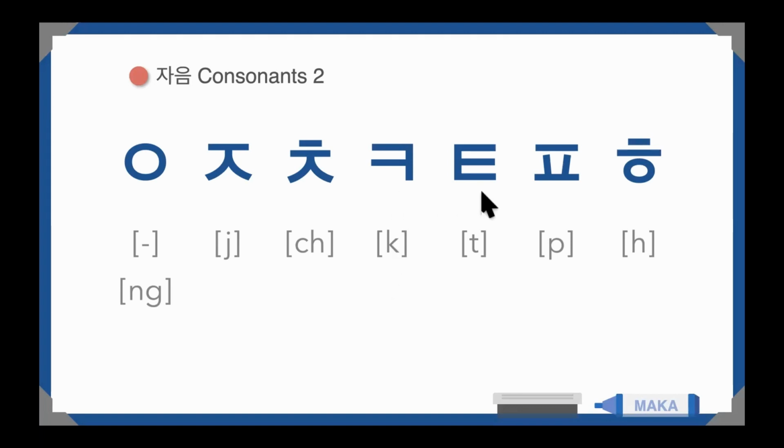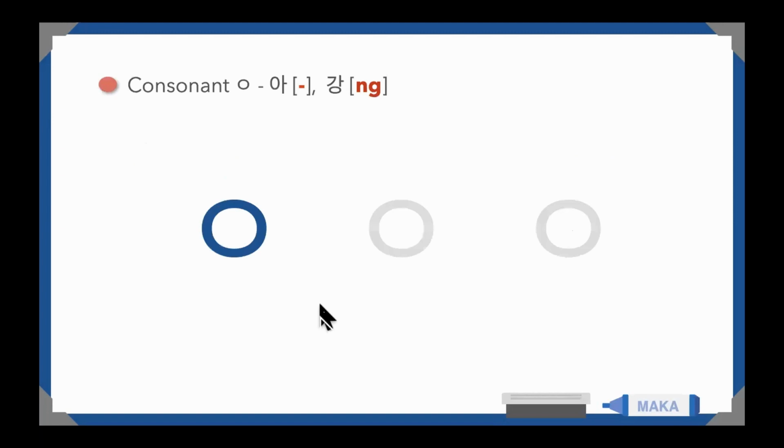And the next one, this is t, like the T sound. The next one, this is p, like the P sound. The next one, this is h, like the H sound. Okay. Now, let's study each consonant one by one.